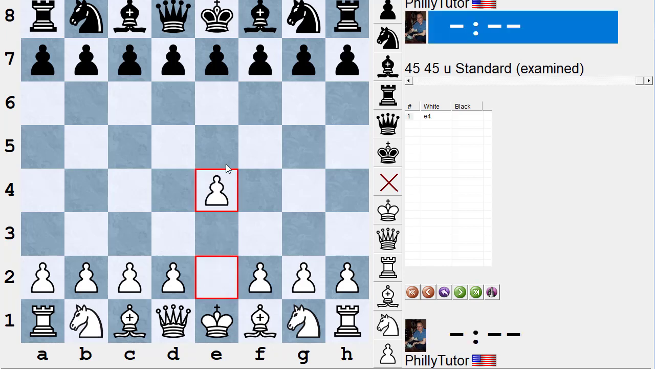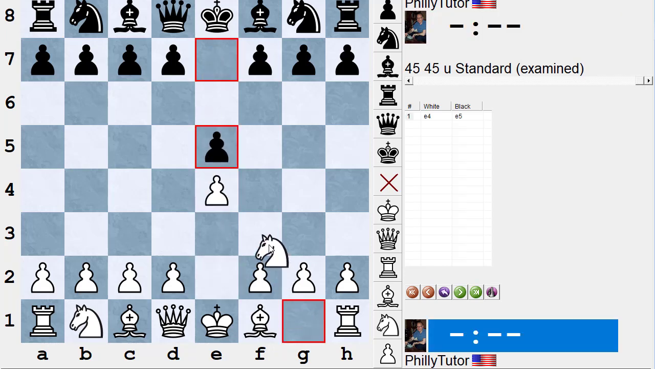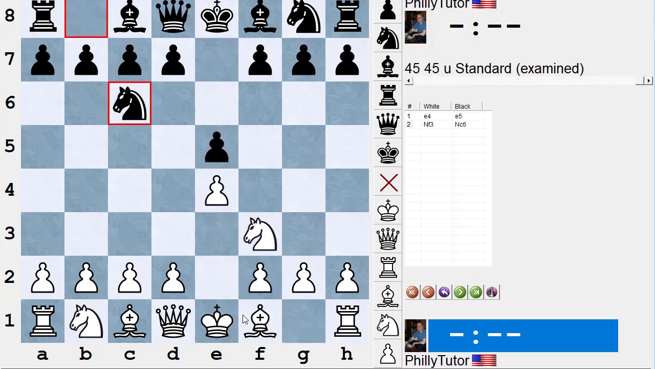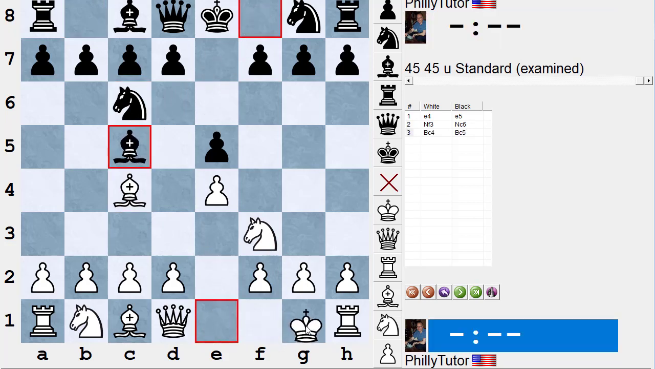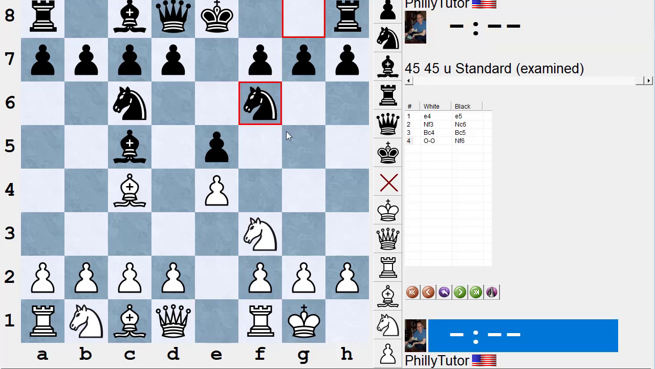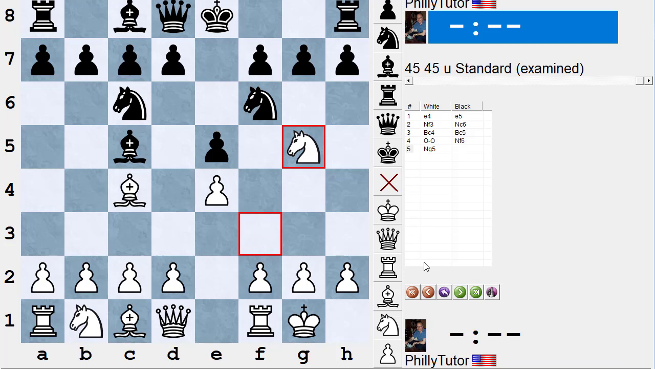All right, so let's say we have a Giuoco Piano. Knight f3, knight c6, bishop c4, bishop c5. Let's say white castles and black plays knight f6. And now let's say white thinks he's in a Two Knights Defense, which he's not, and plays the bad move knight to g5. All right, what would you play here for black?